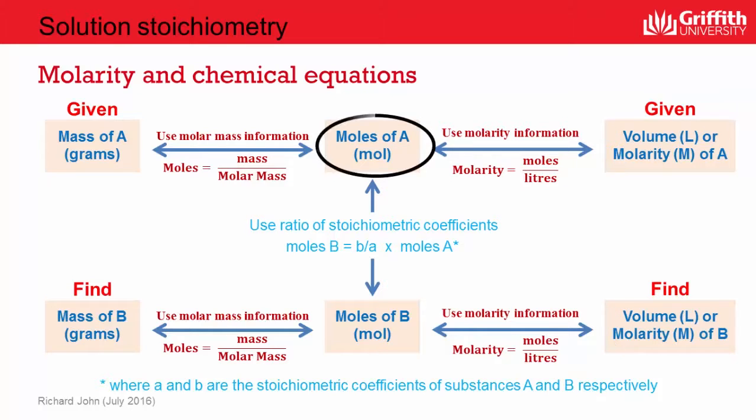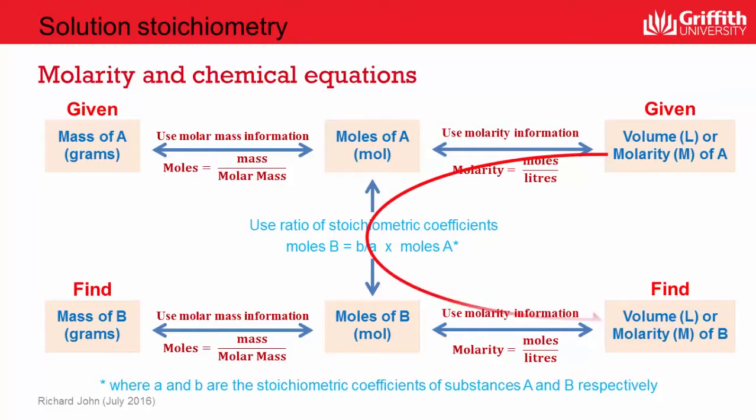So, in this case, we would still have to convert, now using the molarity expression, the information that we've got for substance A and calculate the moles of A. We then still need to calculate the moles of substance B using the ratio of the stoichiometric coefficients in the balanced chemical equation, and then we use molarity information again to find either the molarity or the volume of substance B. And so we would use this diagram going through step 1, step 2, step 3 in this manner.